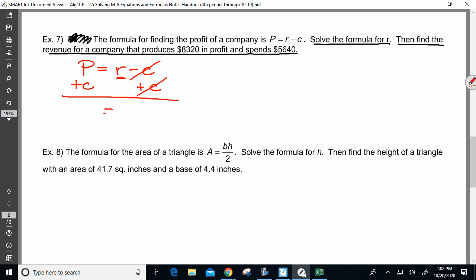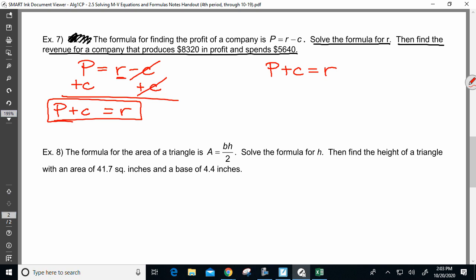C's drop out. So P plus C is R. Like that, we're done with the first part already. So now we use it to do the second part. P plus C equals R.